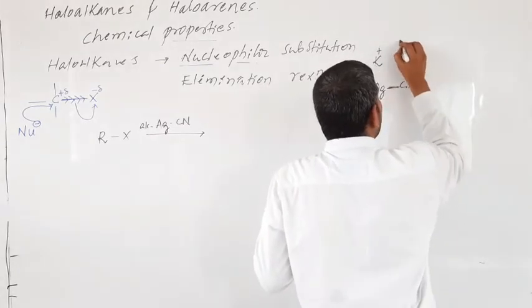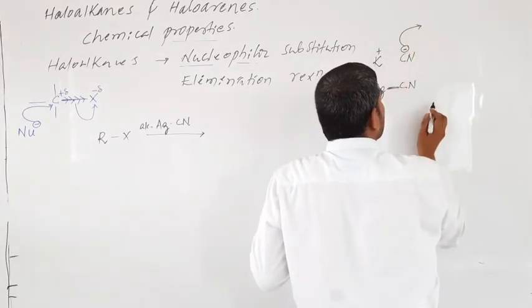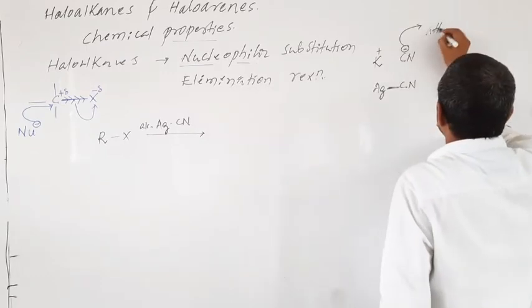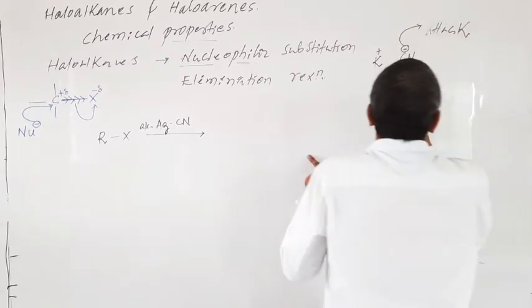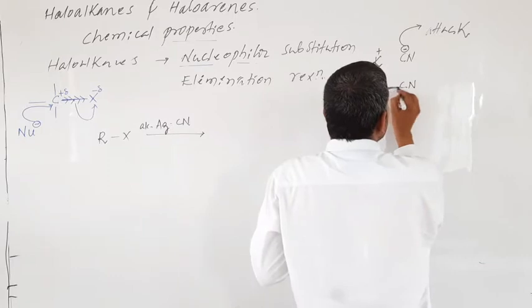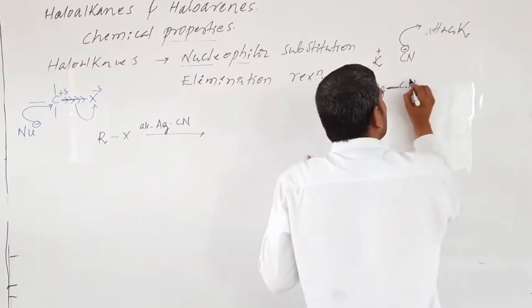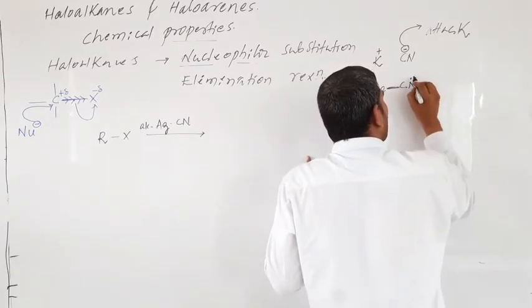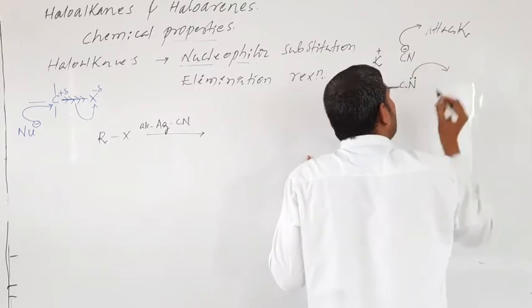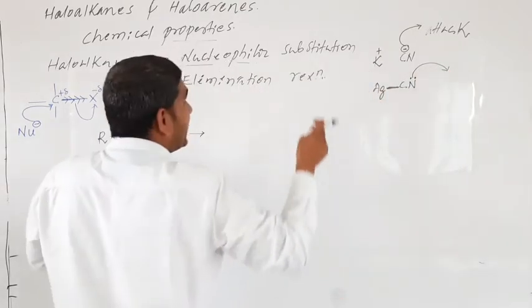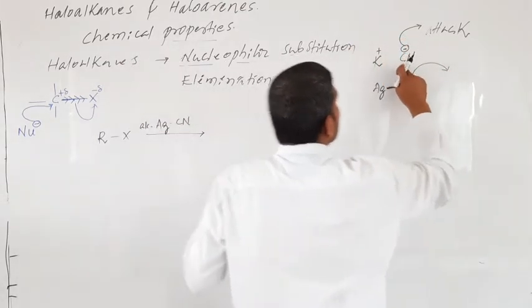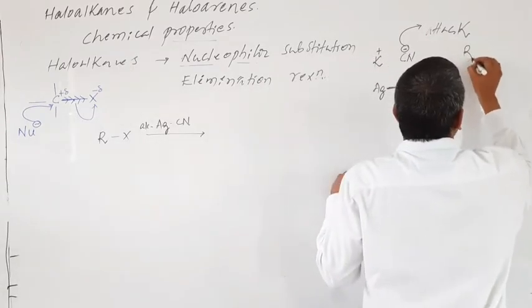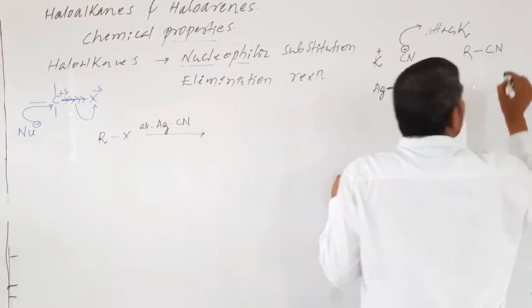Over here, attack takes place through carbon. Attack takes place through what? Carbon. But over here this bond is covalent and will not undergo cleavage. Now the attack takes place through what? The lone pair of electrons present on the nitrogen. When it attacks through carbon, what is the product? RCN is the product. Understood?